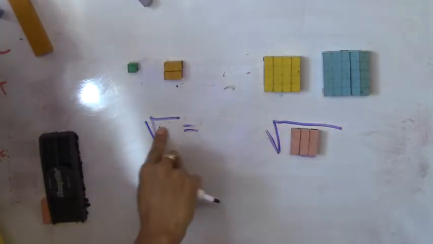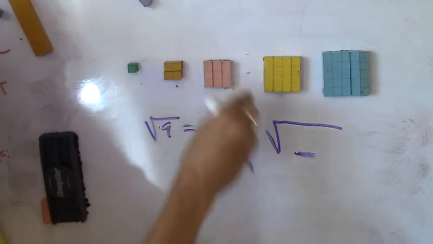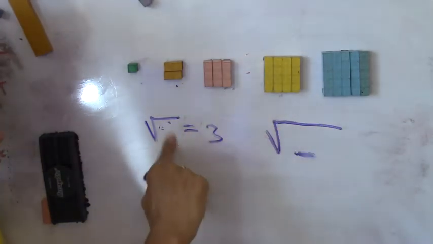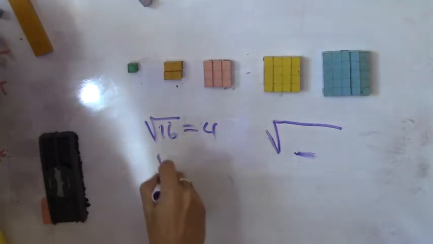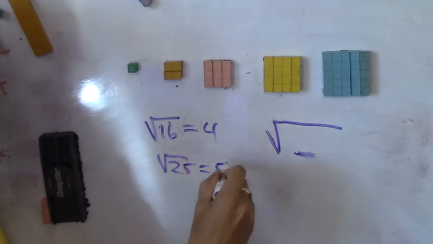Alright, what's the square root of 9? 3. Easy, right? It's just one side. I'm not going to keep going because square 4, 5, right? Just one side. Square root of 16? 4. Square root of 25? 5.